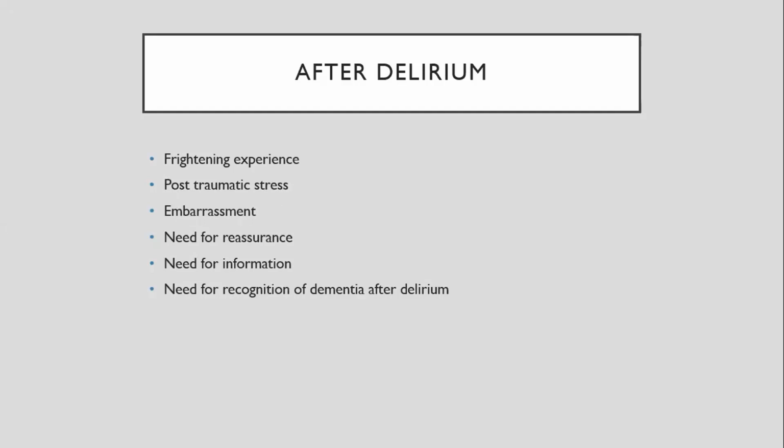So you need to reassure people, you need to give them information, and particularly the relatives as well, because they're often the people that find it even more distressing than the patient themselves. And as I've mentioned several times, think about, could this patient have an underlying dementia type process, and do they need follow-up in memory clinic?